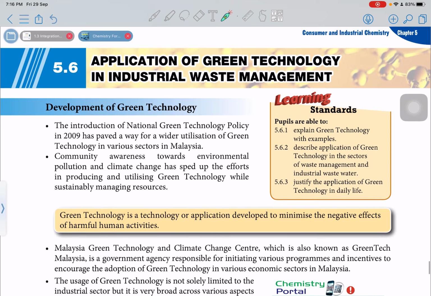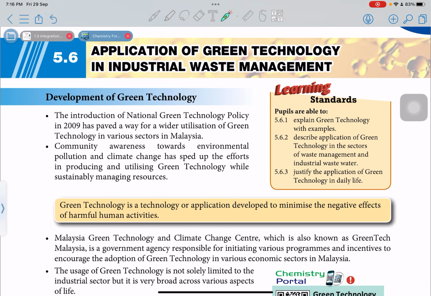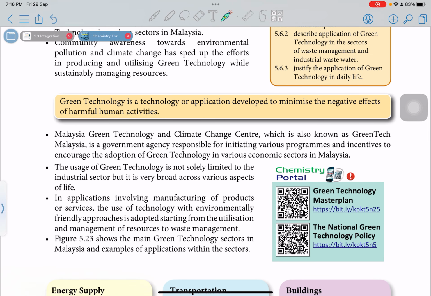And this is the final subtopic of this chapter 5, which is application of green technology in industrial waste management. So as you can see, green technology is a technology or application developed to minimize the negative effects of harmful human activities. So there is another definition that you guys need to remember.